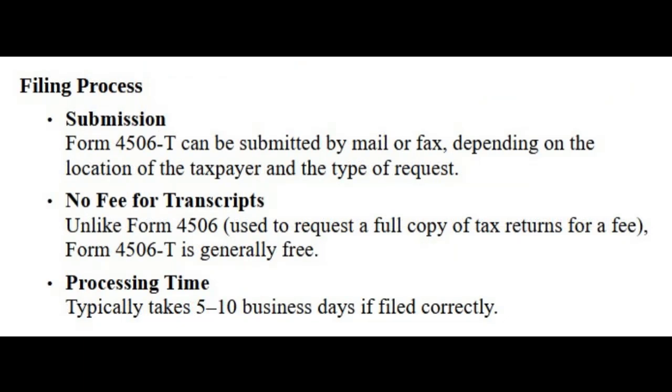Filing process. Submission. Form 4506T can be submitted by mail or fax, depending on the location of the taxpayer and the type of request. No fee for transcripts. Unlike Form 4506, used to request a full copy of tax returns for a fee, Form 4506T is generally free. Processing time typically takes 5 to 10 business days if filed correctly.